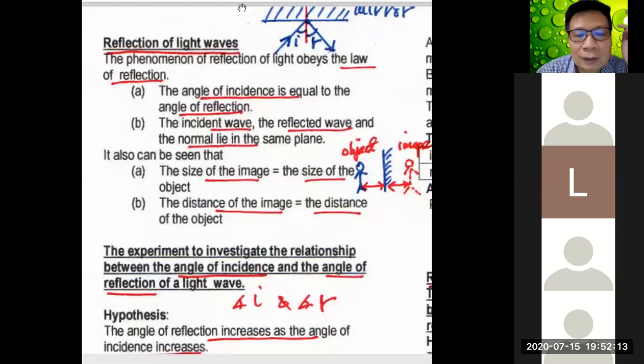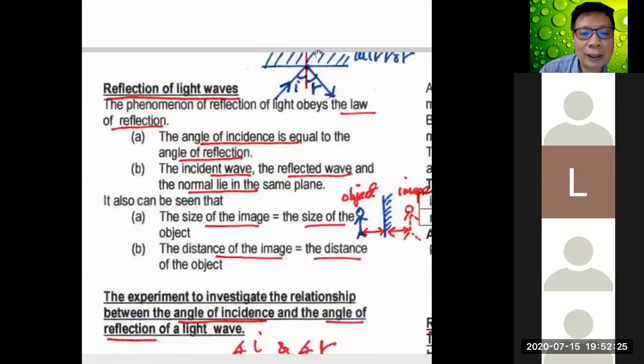Okay, now reflections of light. Last week you learned these are reflections of water, so now it's light. I want you to look at this diagram here. Light will be reflected by a piece of mirror. This is a mirror, right? So when the light hits the mirror, it gets reflected. Same law applies.